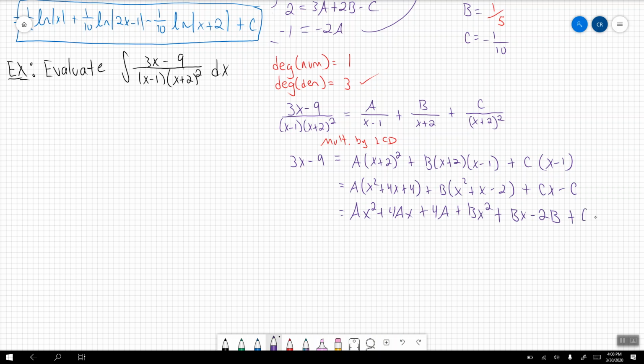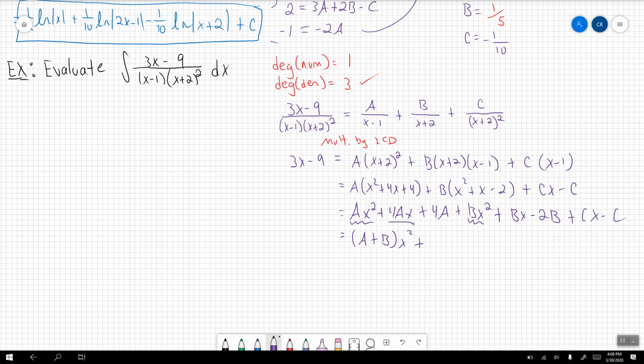And we still have the plus cx minus c. Nice. Now that we have all of our factors distributed, we're going to start combining these like terms. Anything that has an x squared, I'm going to consider together, and I'm going to factor out that x squared, which means I'm going to be left with a plus b multiplied by x squared.